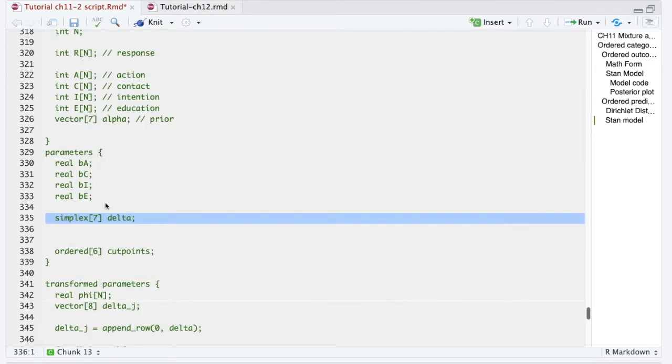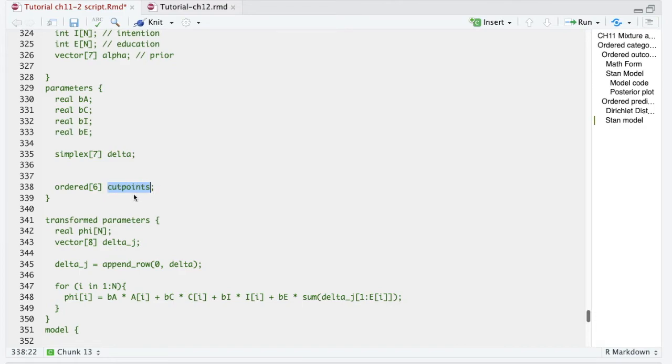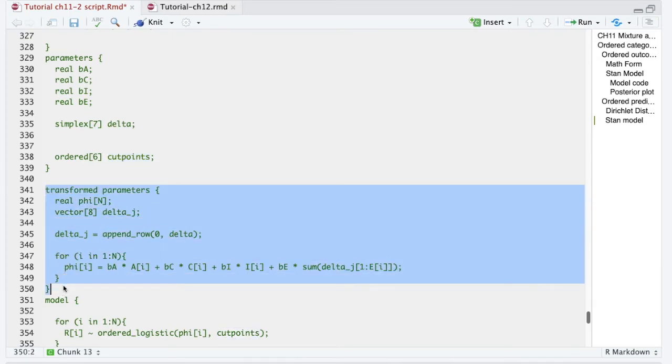In the parameters part, we have again a new data type called simplex. Simplex is another special type of vector with a constraint that the sum of the elements in a simplex vector must equal 1. So the simplex data type perfectly matches our need for the delta, which is the incremental proportional effect. The cut points here are the same cut points we had in the previous model, and something new is in the transformed parameters block.